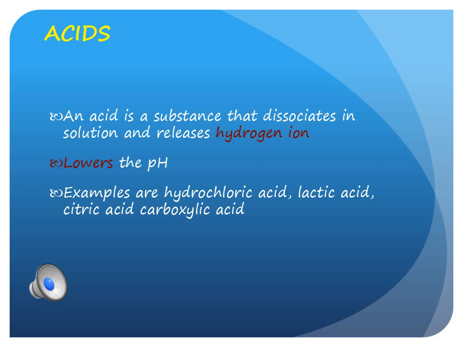So what's an acid? An acid is any substance that dissociates in a solution and releases the H+ ion. And what does it do to the pH? It basically lowers the pH. There are a lot of examples. Some common examples are hydrochloric acid, lactic acid, citric acid, carbolic acid. So again, recapitulating, what's an acid? It's a substance that releases hydrogen ion and it lowers the pH. So it causes acidosis.